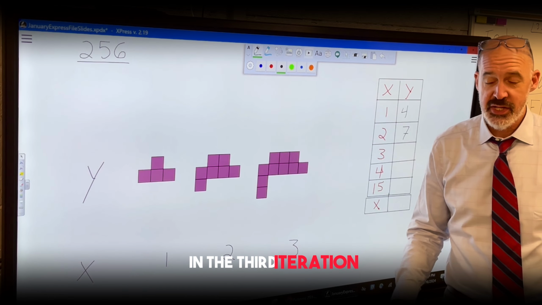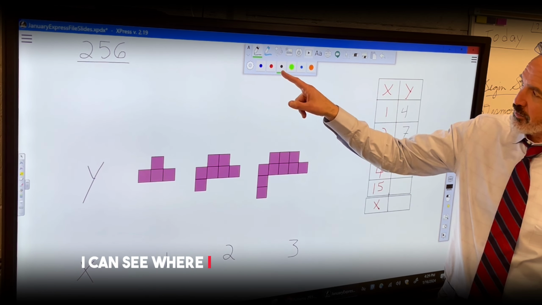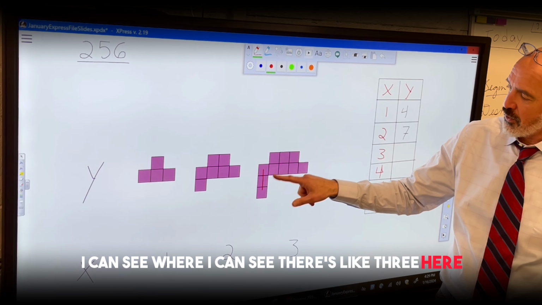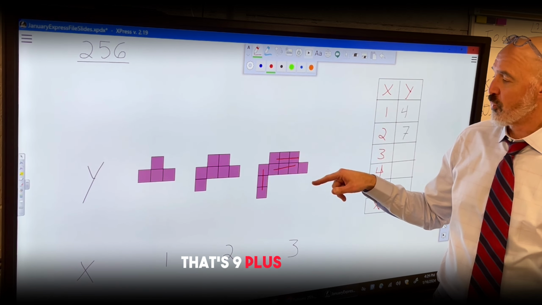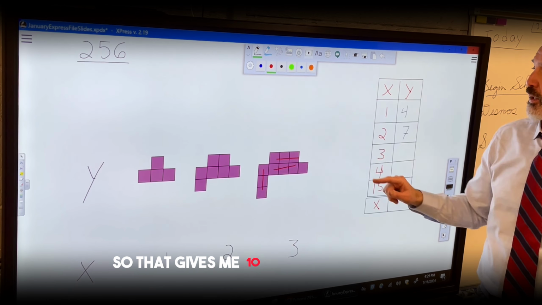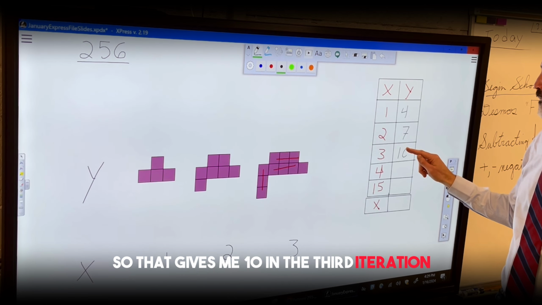In the third iteration, I can see there's like 3 here, 3 here, 3 here. That's 9 plus 1 more, so that gives me 10 in the third iteration.